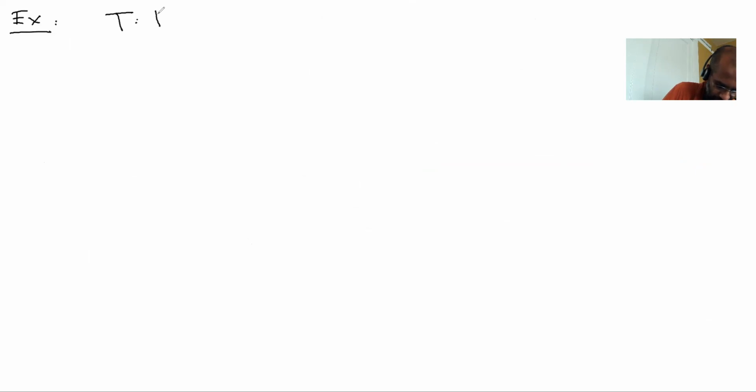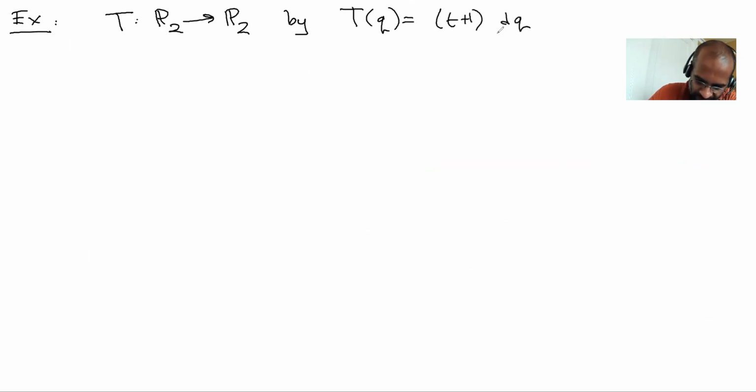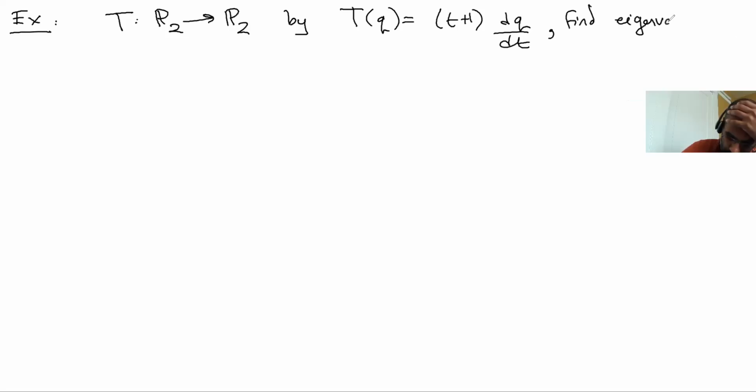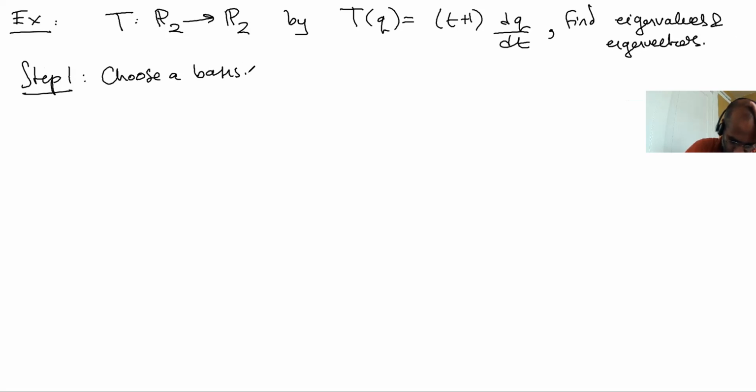So I have a linear transformation T from P2 to P2 by T of q is equal to (t plus 1) times dq/dt. So these are polynomials in the variable t. And I want to find eigenvalues and eigenvectors. Okay, so step one, just choose some basis. Let's just choose B to be the standard basis of P2.